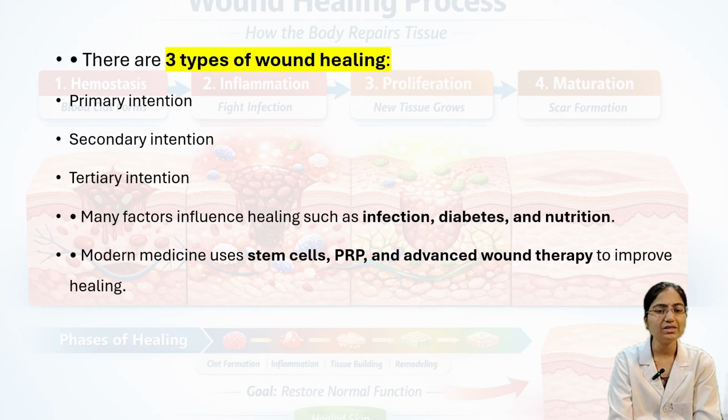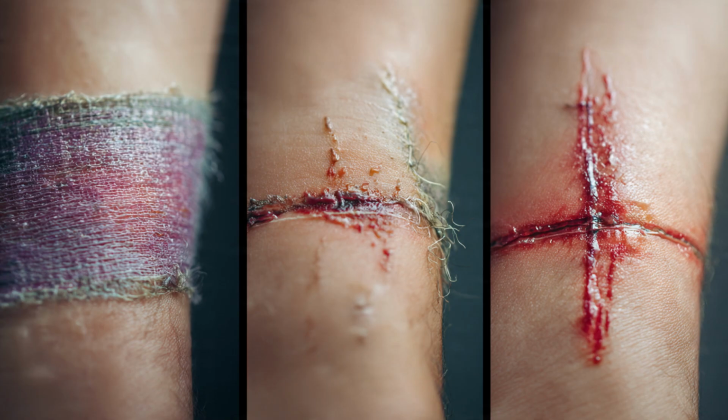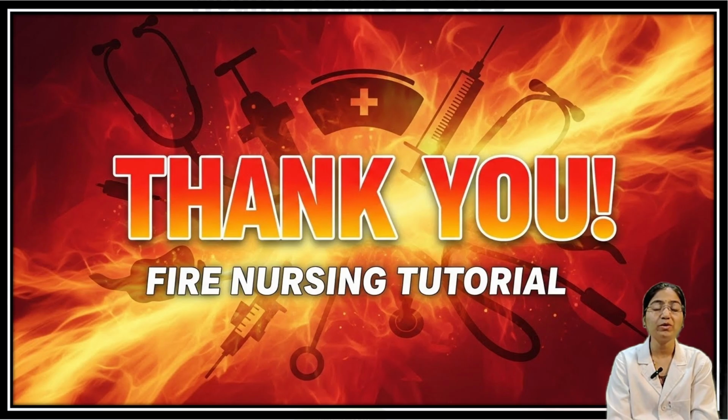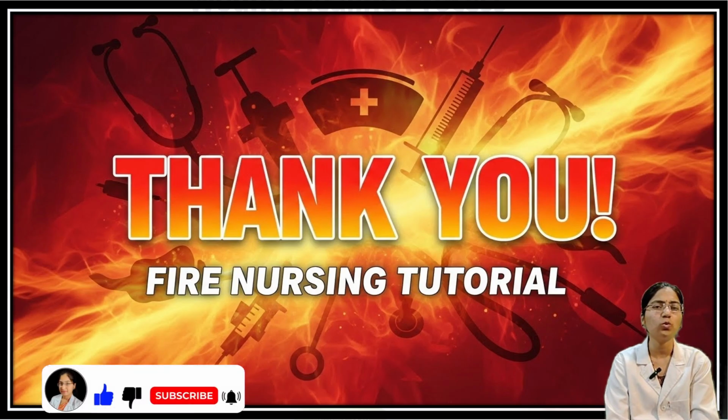And then there are 3 types of wound healing: primary intention, secondary intention, and then tertiary intention. Tertiary intention is nothing but a delayed primary intention. And then many factors influence healing such as infection, diabetes, and nutrition. And then modern medicine uses stem cells and then platelet-rich plasma and advanced wound therapy to improve healing. I hope you all are very clear with the topic wound healing.